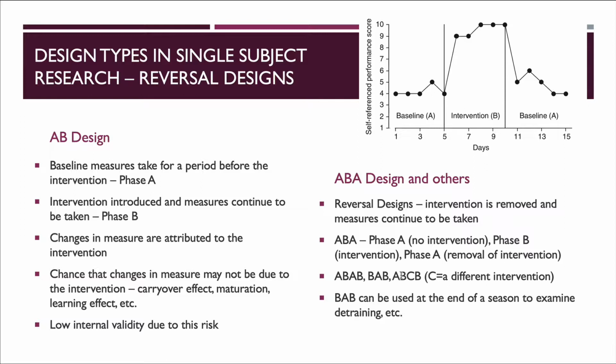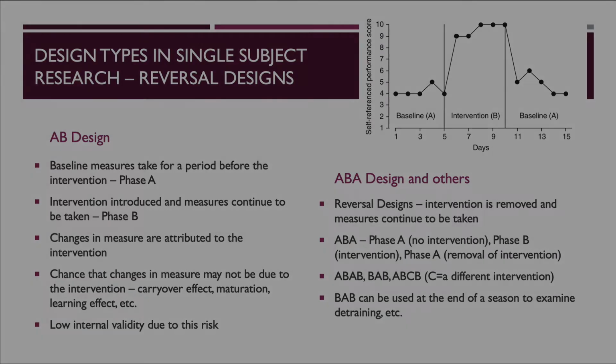So we can even see AB, CB designs and so on. Frequently, you'll see in the research a BAB design, where the intervention is present, then it's removed, and then it's applied again. This is often done when we look at athletes at the end of a season, because they're involved in the season, which would be the B phase. Then they go through a period where they are not doing the intervention, which would be the A phase. So again, we can look at the effects of detraining in that type of study design.